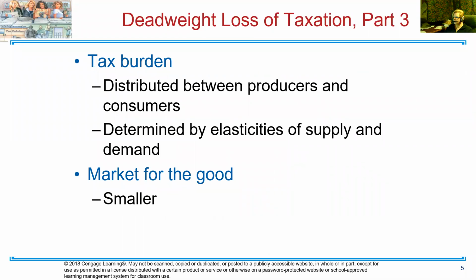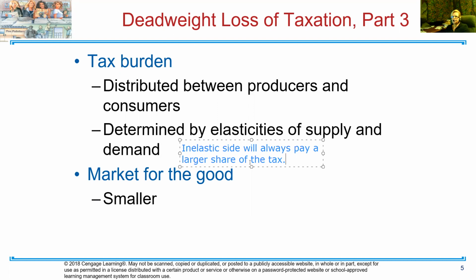Okay, so we're going to see how the tax affects this. Now, don't forget about elasticities. It's really important to remember that the inelastic side of the market will always pay a larger share of the tax because they can't pass that on. So if supply is more inelastic than demand, then sellers are going to pay a larger proportion of the tax. If demand is more inelastic than supply, then buyers are going to be paying a larger share of the tax.